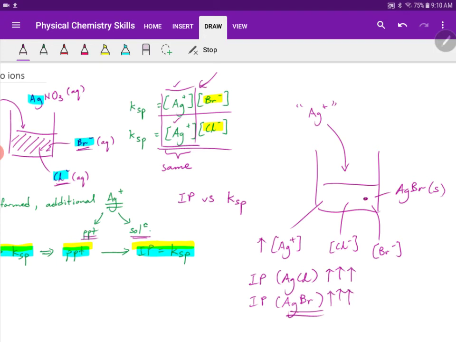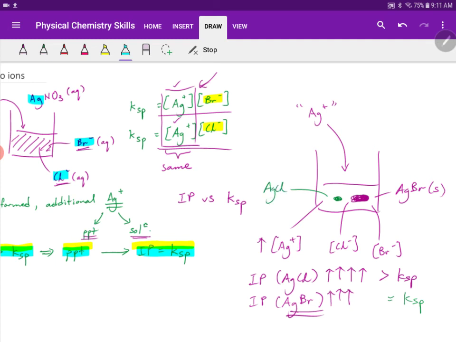Then when I add a little bit more, my IP hasn't crossed KSP yet for AgCl, but for AgBr it has already crossed. Because it is above KSP, the position of equilibrium will shift to the left such that it becomes equal to KSP, and we form more PPT. So as a result, this becomes bigger and bigger, until the point where the IP of AgCl is larger than its KSP. Then we get the second PPT, which is our AgCl that is formed.